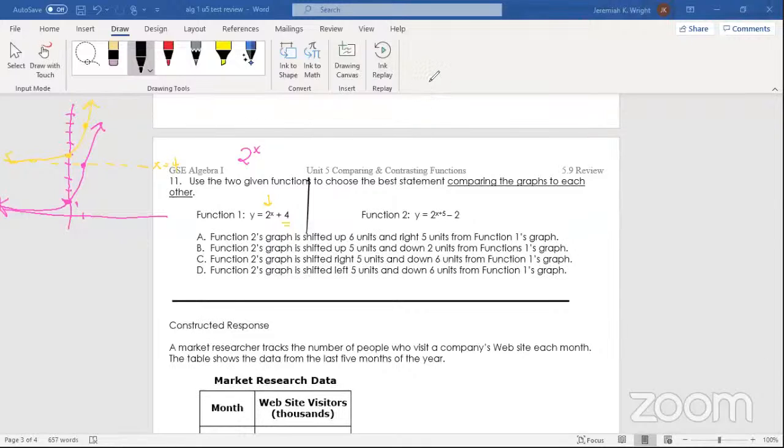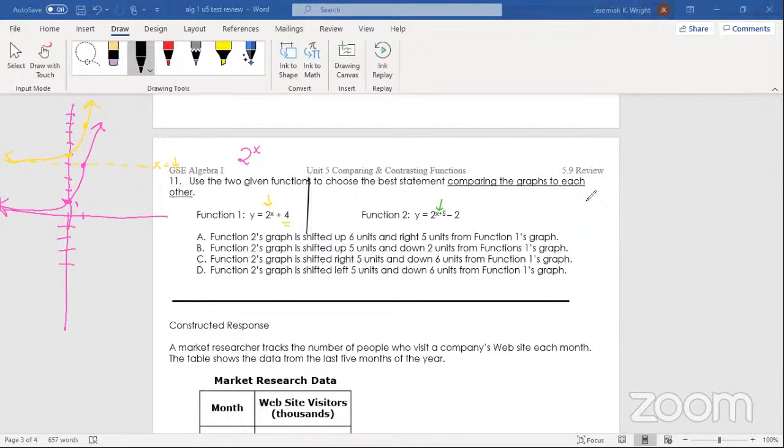All right, so now let's look at the last function we have here: y equals 2^(x+5) minus 2. This minus 2 means that from our original graph, we're going to go down 2 places. Let me draw a few more here. 1, 2, 3, 4. Okay, so we're going to go down 2 places. But you have to remember we have this x plus 5.